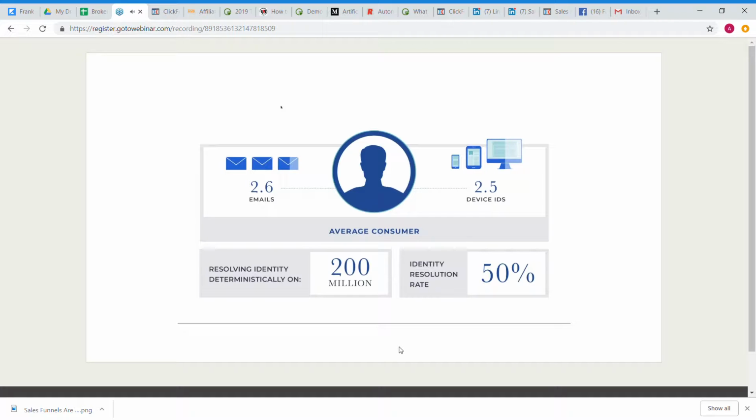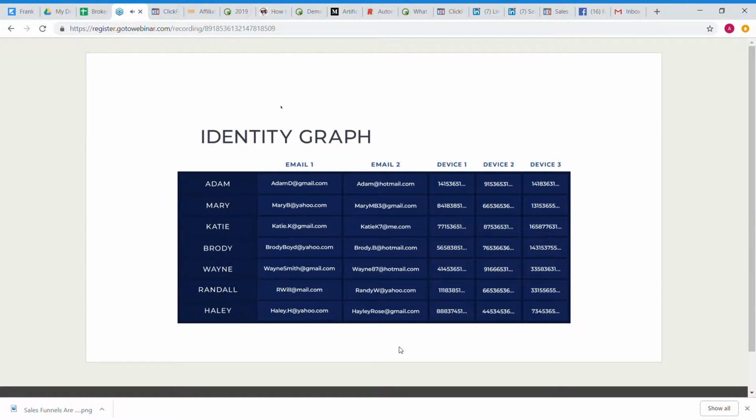And so each consumer that we have in our graph, and we have over 200 million, we have 2.6 emails and we have 2.5 device IDs for each individual. And that's important because this way we can target this person wherever they go, whatever ad platform they're on, whatever behavior that we bring in, and I'll get to that in a second. But what our identity graph allows us to do is to build out the ability to track Bob and Adam and Mary. So instead of you running ads to anonymous people, we're targeting specific people on an identity level, on a people-based level.